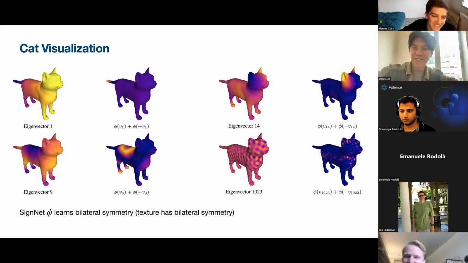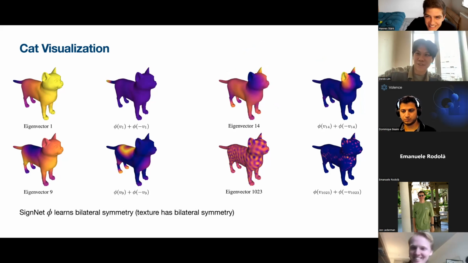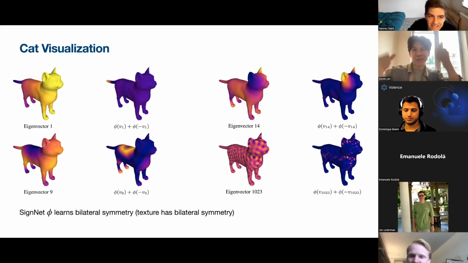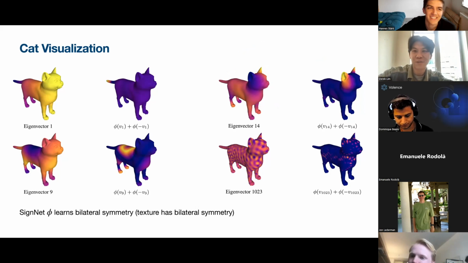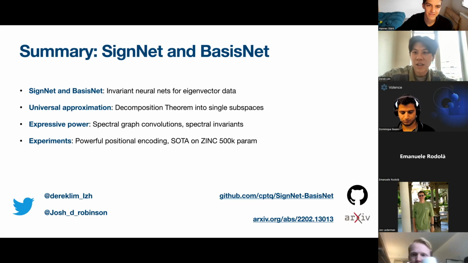Okay, so anyway, no matter what SignNet learns, it's going to be bilaterally symmetric, but it learns useful bilaterally symmetric stuff, because you see it captures those ears intuitively. You never know with neural networks, but intuitively, this is kind of cool. Okay, that's all we have.